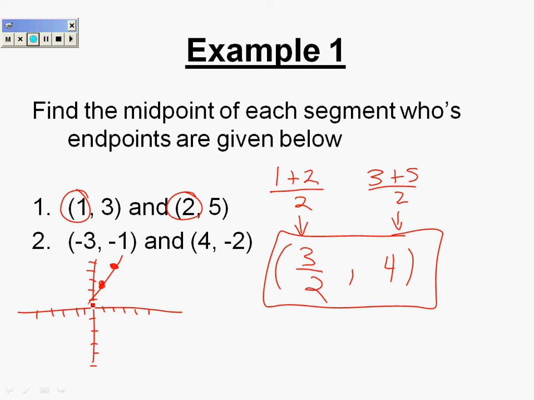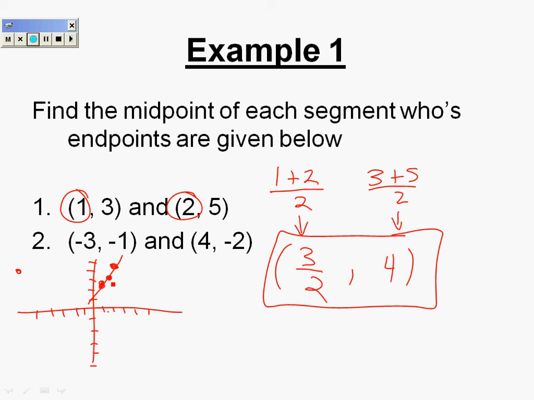Well, let me ask you this. Would it make sense if when I plotted my midpoint it'd be over here? No, where should it be? It should be right in between these, right? Let's see if that's true. I got 3 halves, which is 1 1/2. So I'm going to go over 1 1/2 and then up 4. And there it is. Pretty darn close. So that's a good way to check your work. You don't have to graph it, but I just thought I'd show you guys what we're actually finding.